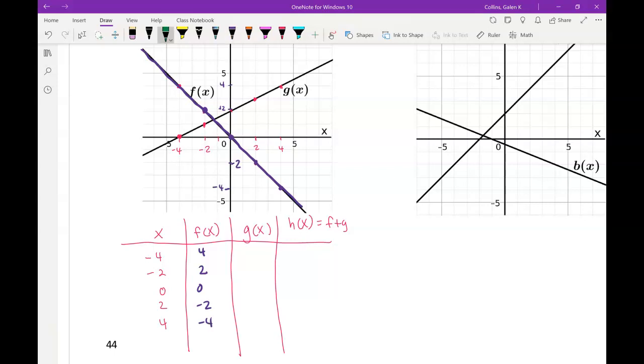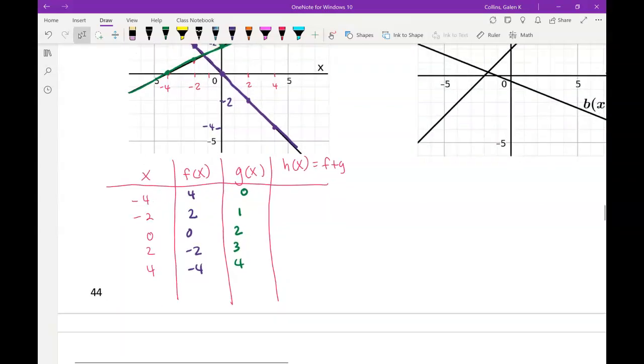Okay, we could do the same thing for g. So if this is my graph of my function g, when x is -4, g is on the x-axis, so its y value is 0. When x is -2, g is 1. When x is 0, g is 2. When x is 2, g is 3. And when x is 4, g is also 4.